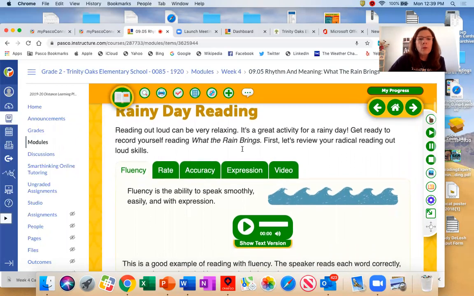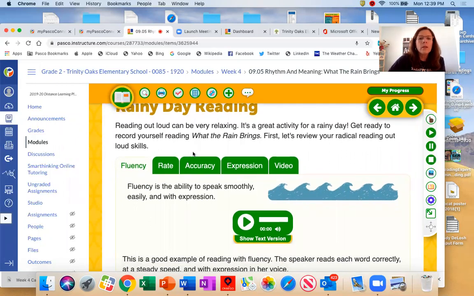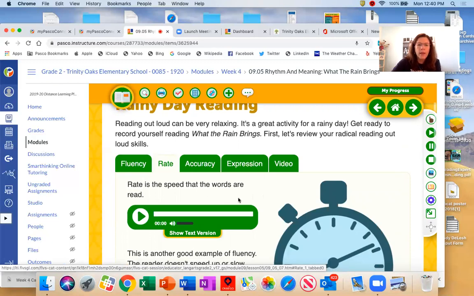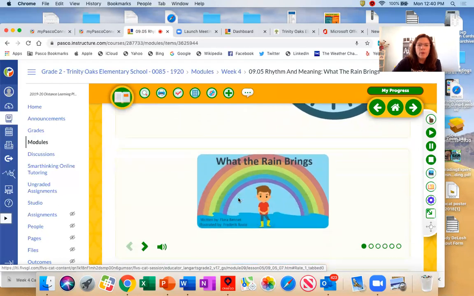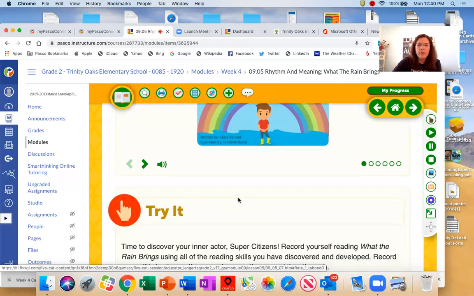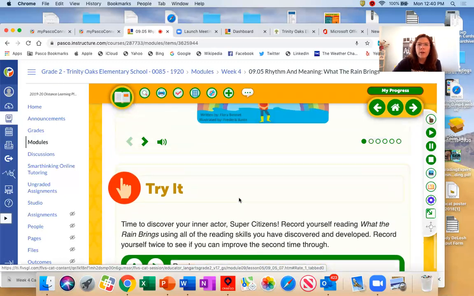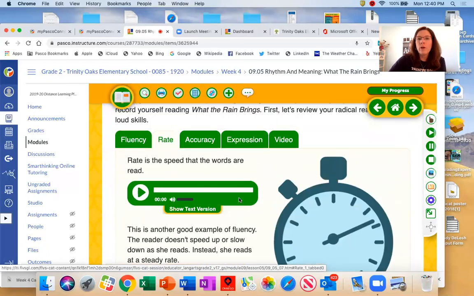So, when we're talking about a poem, we're talking about the fluency, the ability to speak smoothly, easily, and with expression. So then they give you an example. Now, if you click this next tab, rate, they're explaining to you, rate is the speed that the words are read. So they're going to give you an example. They want you to try it. All righty. And so you can actually tape yourself here, trying to see your rate. Are you reading at a good rate?